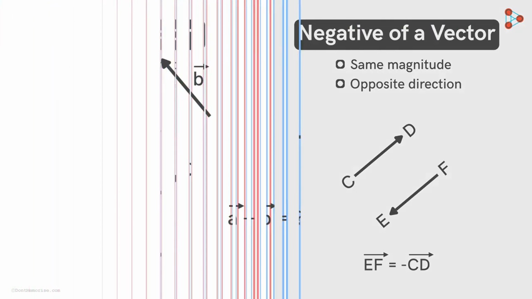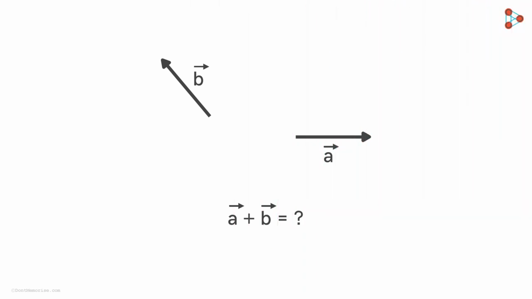Now can you tell me if we can add two vectors? Does this seem possible to you? We will see this in the next lesson.